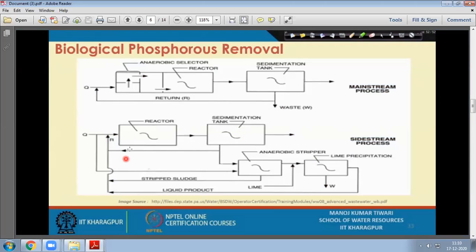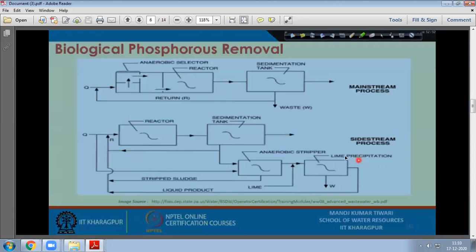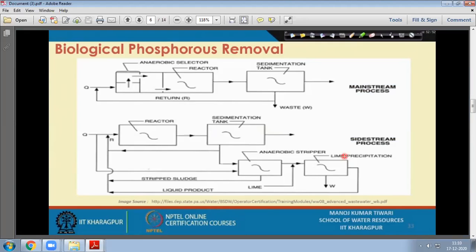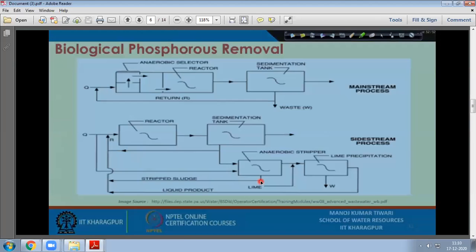So in the figure, one reactor is there, and a sedimentation tank is kept here, and with this they are passing lime. Lime is a very good coagulant, it will make everything settle, all the suspended particles come closer and settle. And then you have the anaerobic stripper, where they pass this liquid in an anaerobic condition. There also some phosphorus we can remove, and lime also will settle at the bottom.